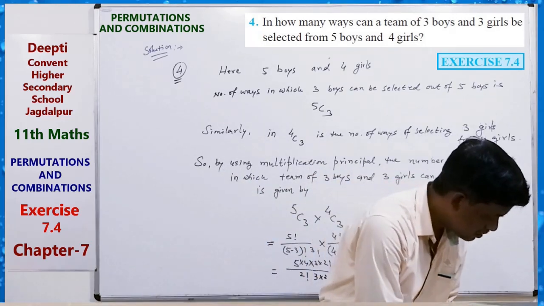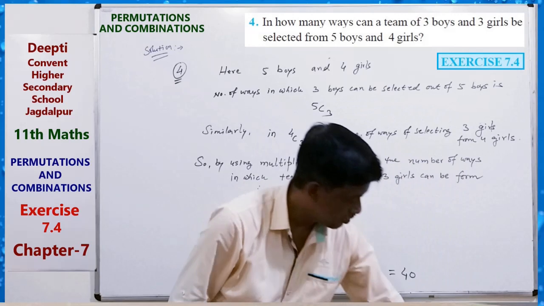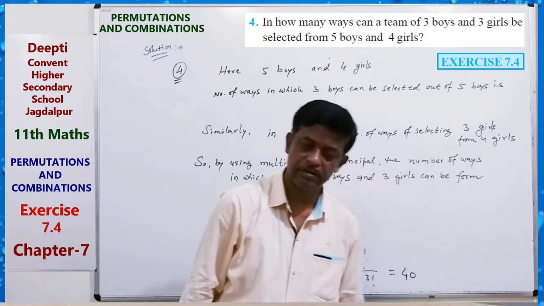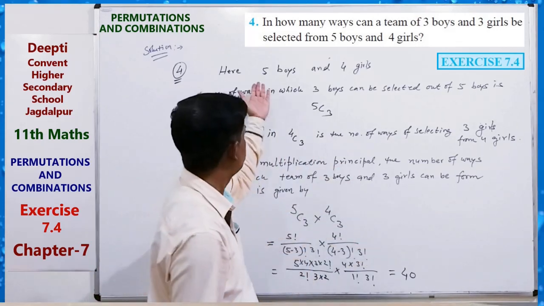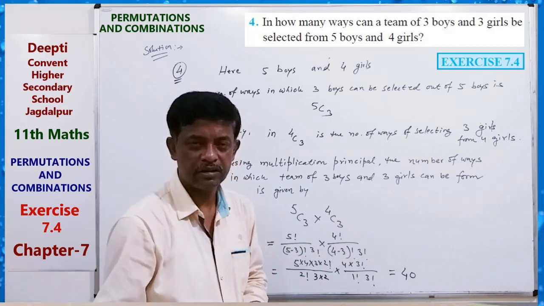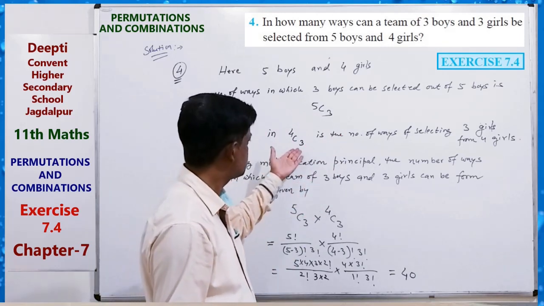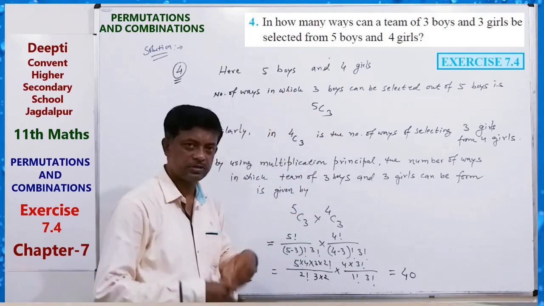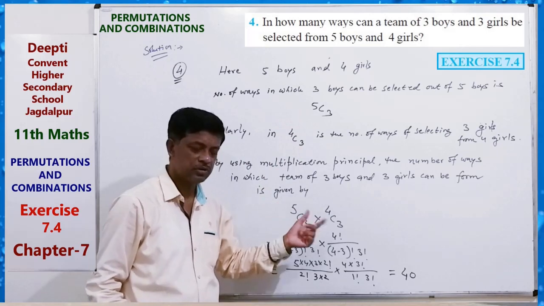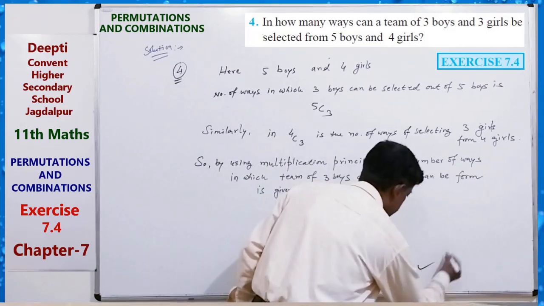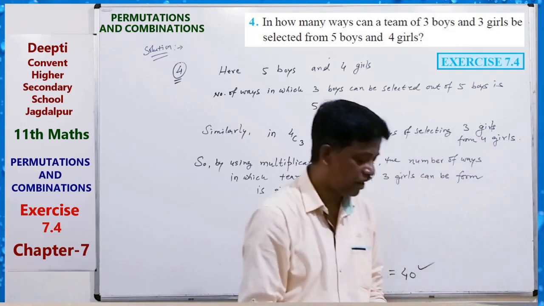Very simple. The main thing is that we require 3 boys out of 5 boys, so 5C3 is the way of selection, and similarly 4C3 is the way of selecting 3 girls from 4 girls. Both happen simultaneously, so by the multiplication principle the number of ways is multiplied. We get 40. This is the answer. Now take question 5.